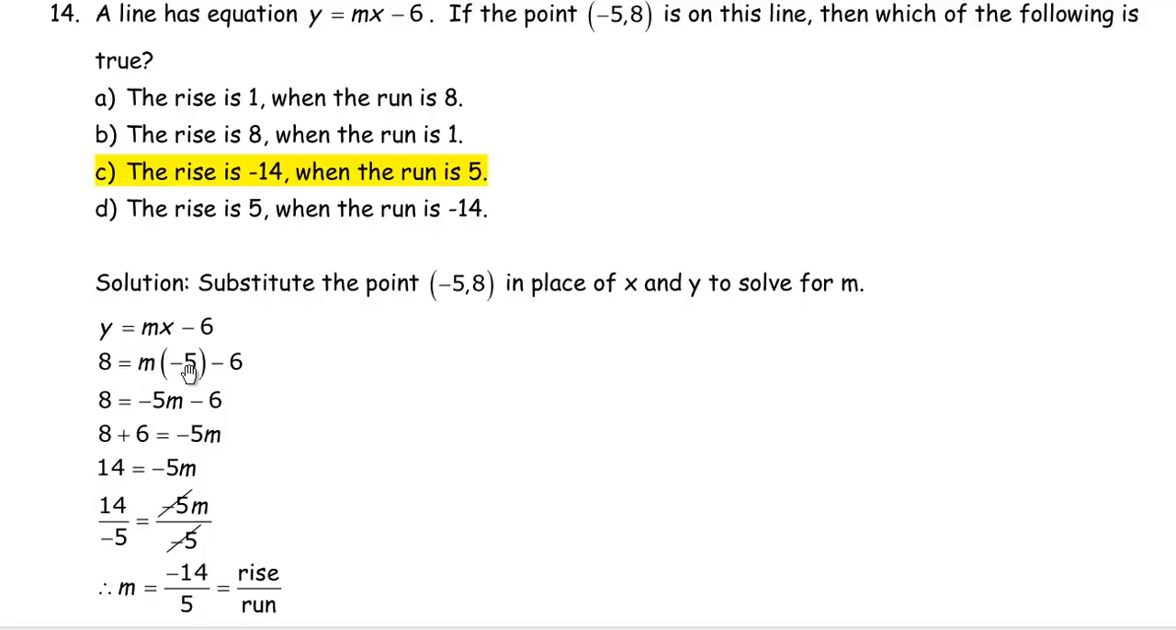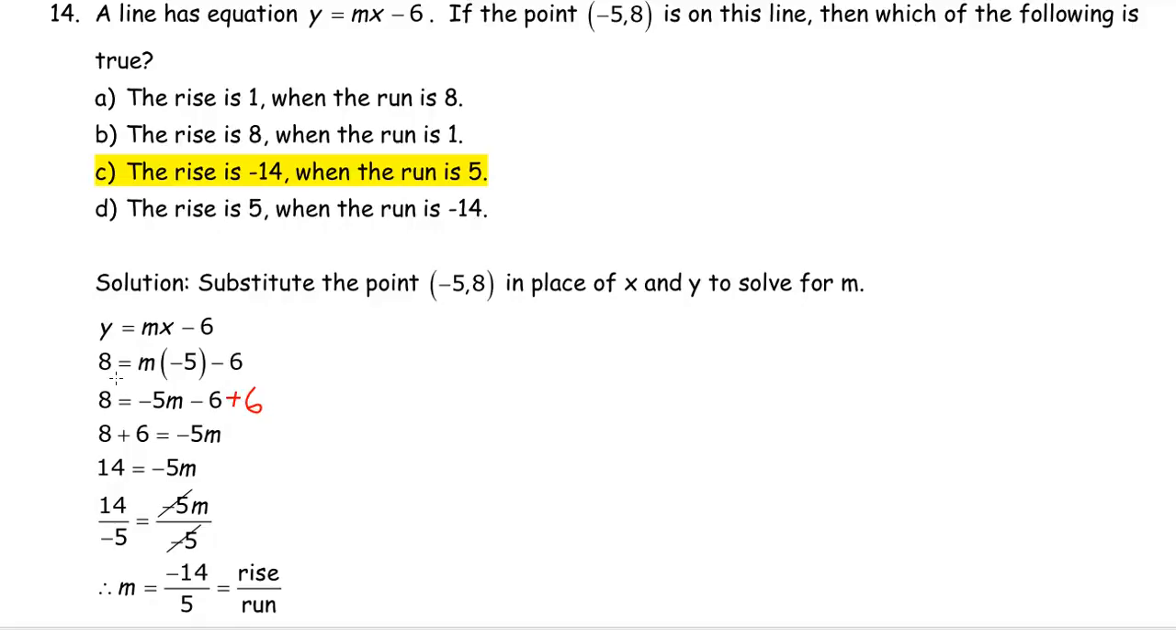So m times negative 5 would be negative 5m. Now I'm trying to isolate for m, so I want to isolate the negative 5m term first. So I want to get rid of this negative 6. You can bring the negative 6 to the left and it will be added to the 8. Another way that's often taught is to do the opposite of subtracting 6, so we're going to add 6 to both sides.